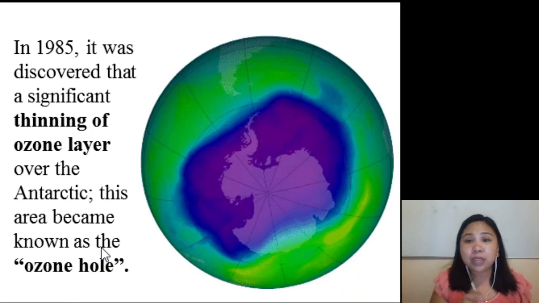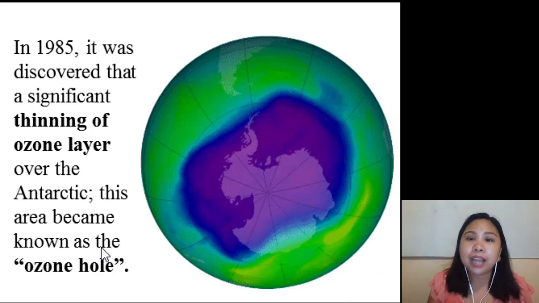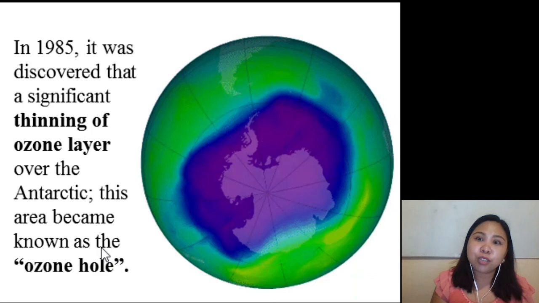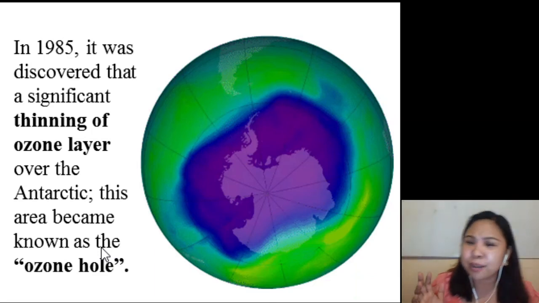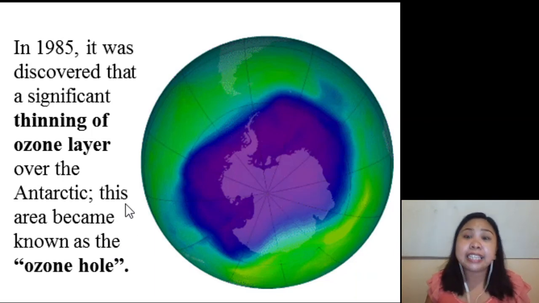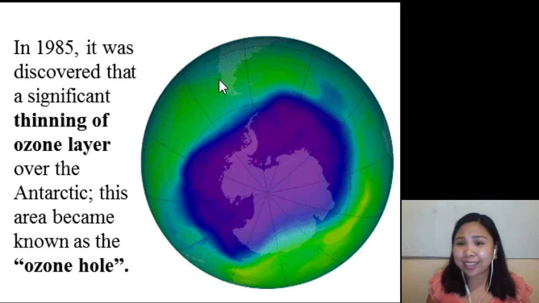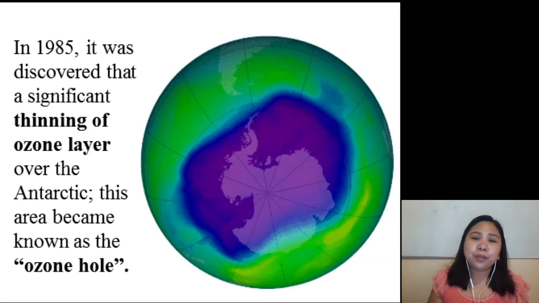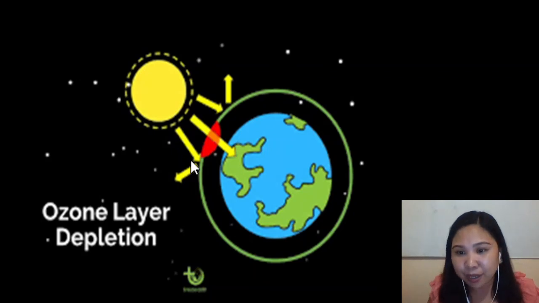So sa activity niyo class, there's a data there. So you will analyze kung ano ba yung relationship ng, tama ba yung nare-recall ko. Basta, there is a particular part there na related siya sa ozone layer. Okay? So, I hope you will enjoy that activity. Ano po? So, ayun. So, therefore, nagkakaroon na class ng ozone layer depletion.